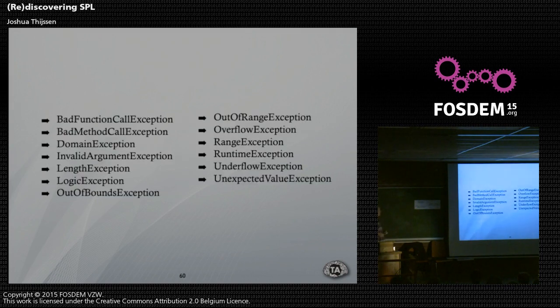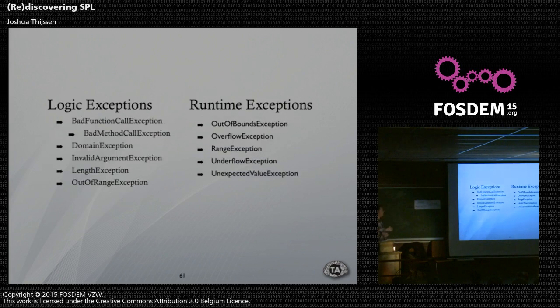So there are all kinds of cool exceptions in the SPL, things like bad function call, bad method call, domain exception. But there's absolutely no documentation on when to use what exception. To be honest, I tried to figure out what exactly each exception is. Pretty much nobody knows, or everybody gives a different answer. So it's a bit strange. The thing is, these exceptions are based in two categories, logic exceptions and runtime exceptions.